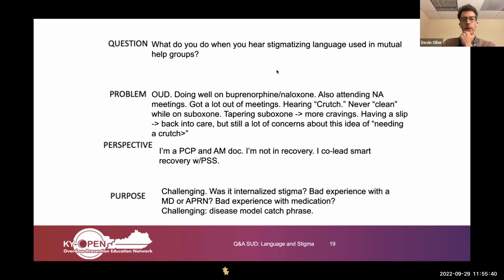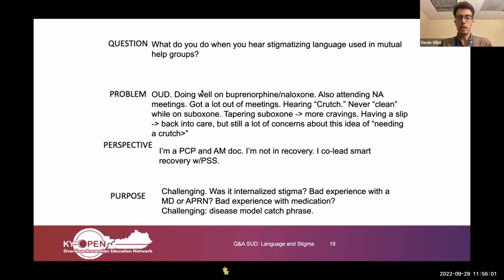I think that's a great point, right? Of letting the client know that there's other options out there. They have to, number one, feel safe and welcome and comfortable in those meetings. And so finding them a meeting that fits those needs is really critically important.